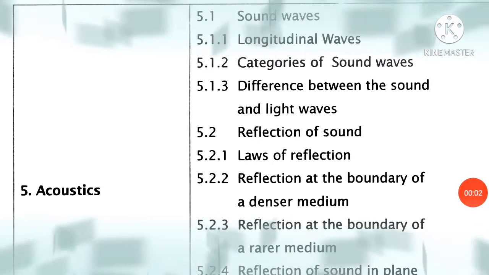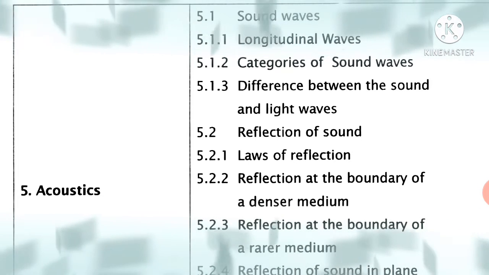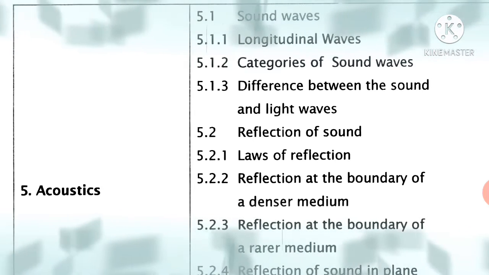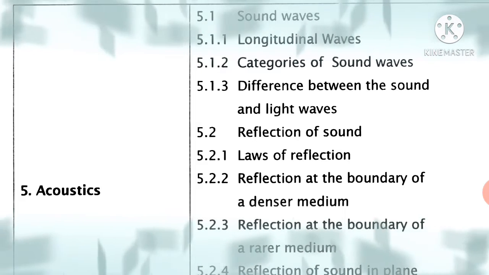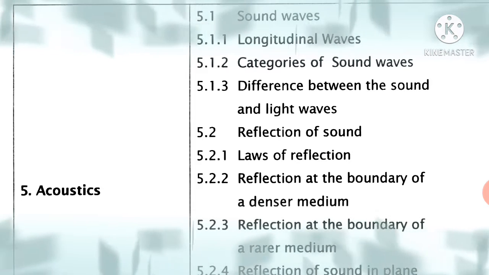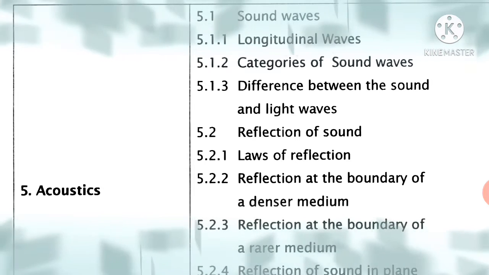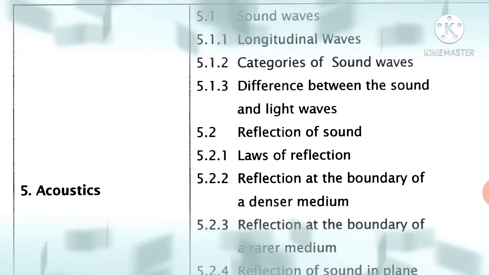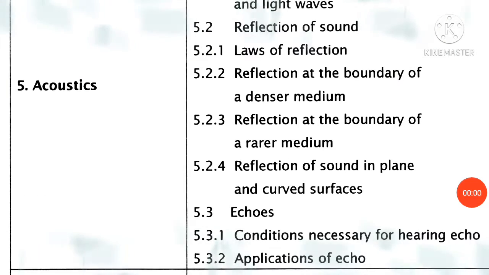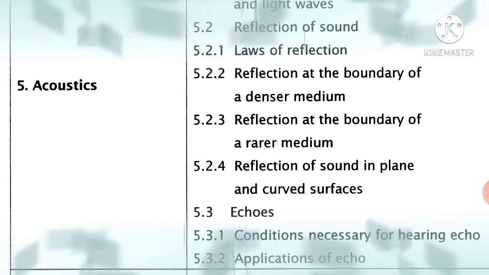Unit 5 Acoustics, 5.1 Sound Waves, 5.1.1 Longitudinal Waves, 5.1.2 Categories of Sound Waves, 5.1.3 Difference between the sound and light waves, 5.2 Reflection of sound, 5.2.1 Laws of reflection, 5.2.2 Reflection at the boundary of a denser medium, 5.2.3 Reflection at the boundary of a rarer medium. 5.2.4 Reflection of sound in plane and curved surfaces.